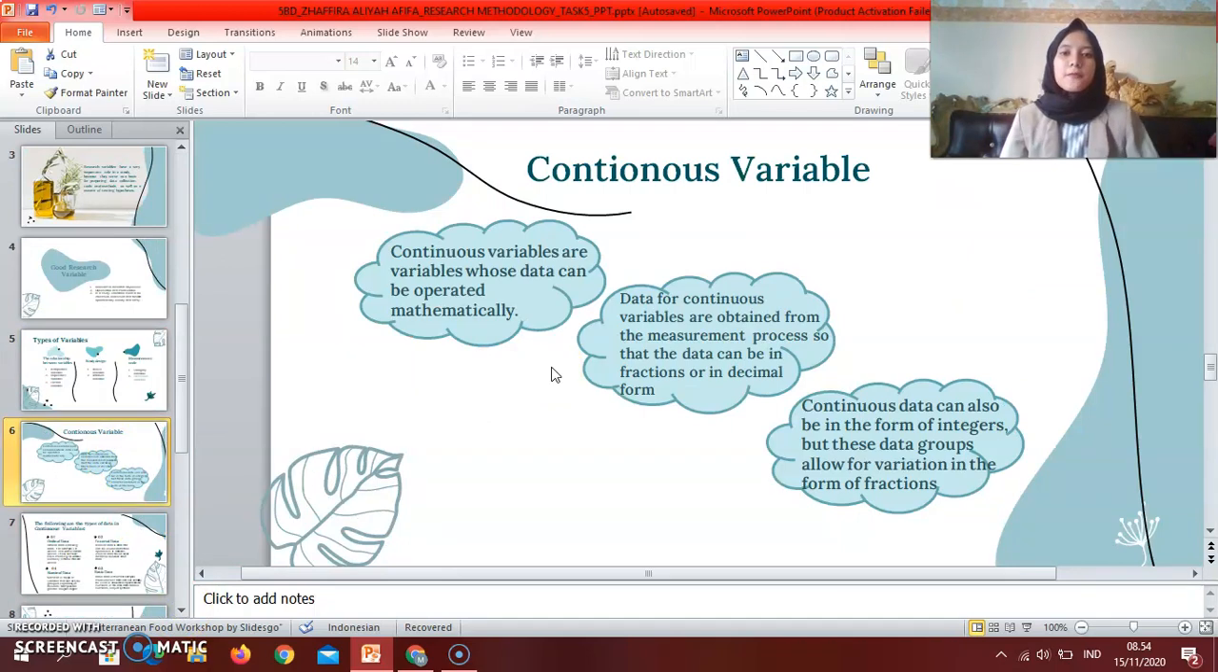Continuous variables are variables whose data can be operated mathematically. Data for continuous variables are obtained from the measurement process so that the data can be in fractions or in decimal form. For example, 3.5 meters, average of 7.3. Continuous data can also be in the form of integers, but these data groups allow for variation in the form of fractions. For example, score, ranking, age, wage, length, and distance.